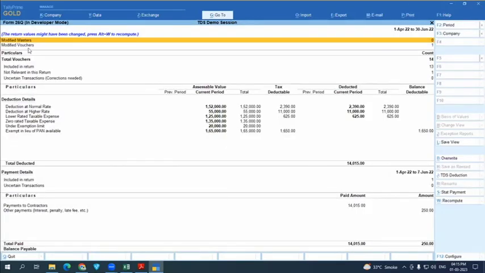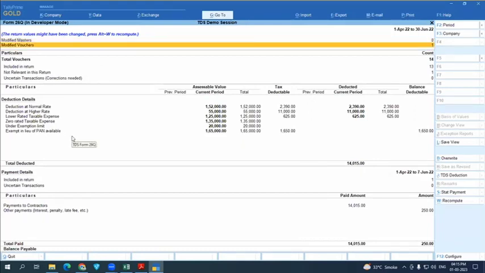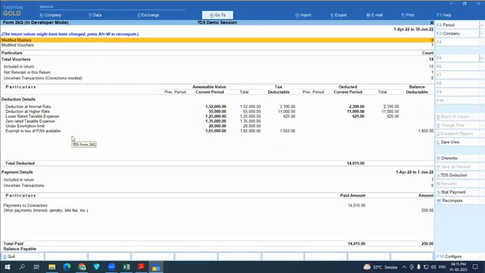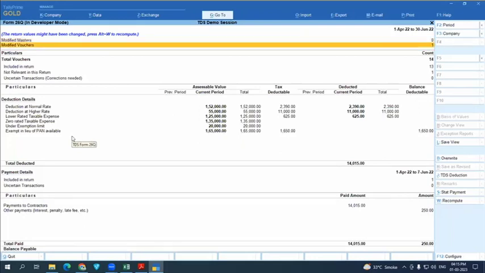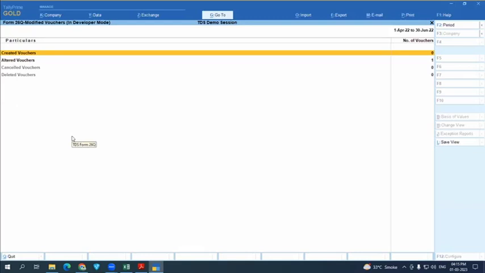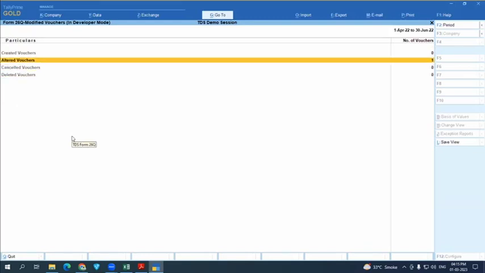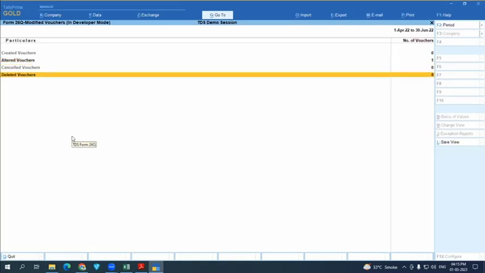Say at the top of the return, the return values might be changed. Okay, so what is changed? Modified masters or modified vouchers? Vouchers modified. Enter. So what is done by the user? New vouchers are not created. Altered is done. Delete is not done. Cancel is not done.